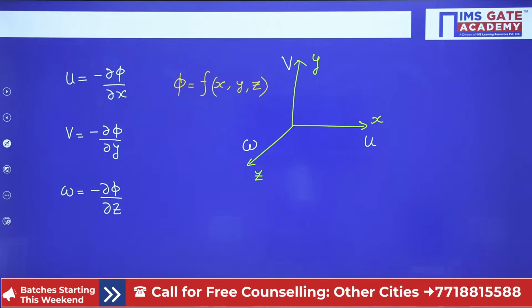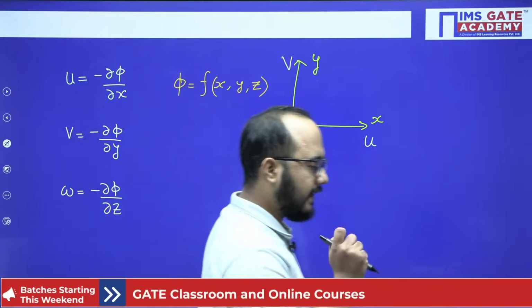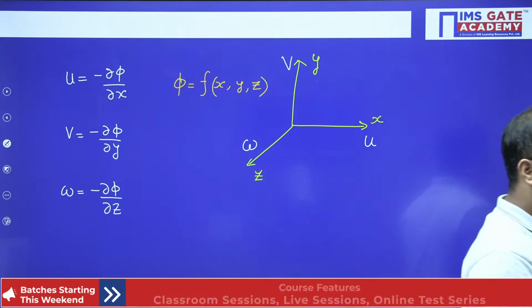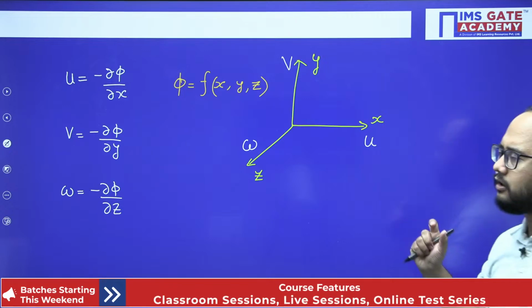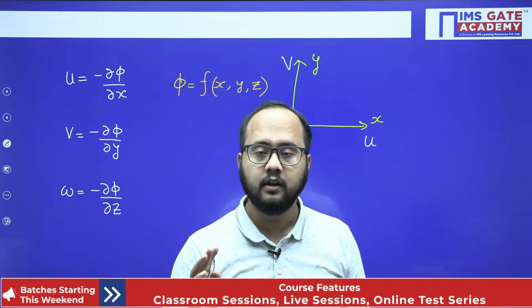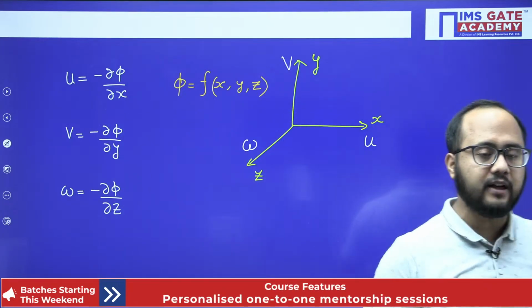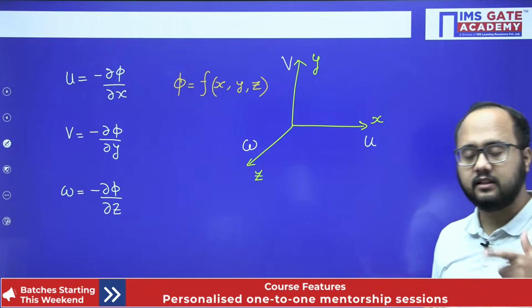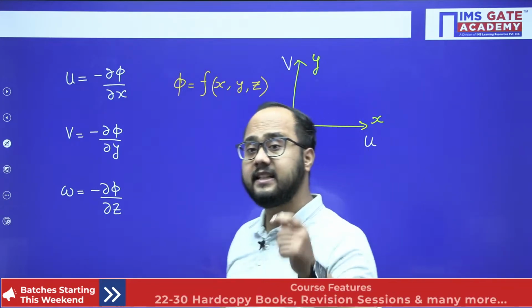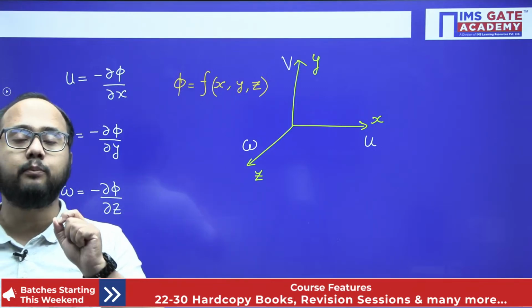Now next thing is what? You will be having a point here, sir. What will this negative sign represent? See, this negative sign represents that the value of the velocity potential function decreases in the direction of fluid flow. The negative sign signifies that the velocity potential function is going to decrease in the direction of flow. That is a very, very important point.